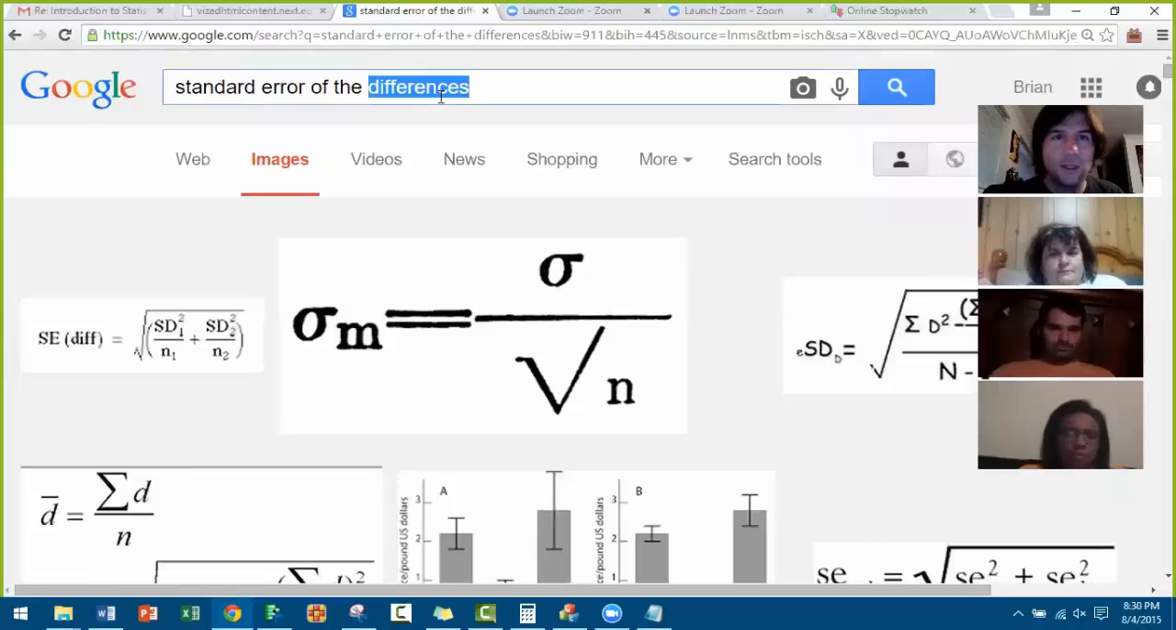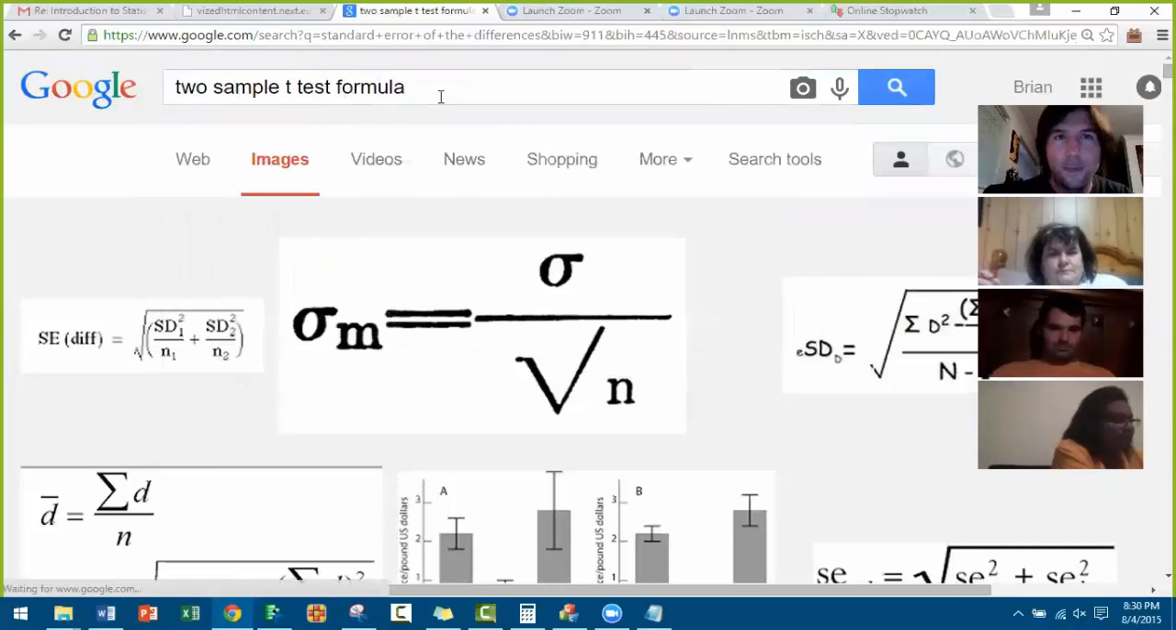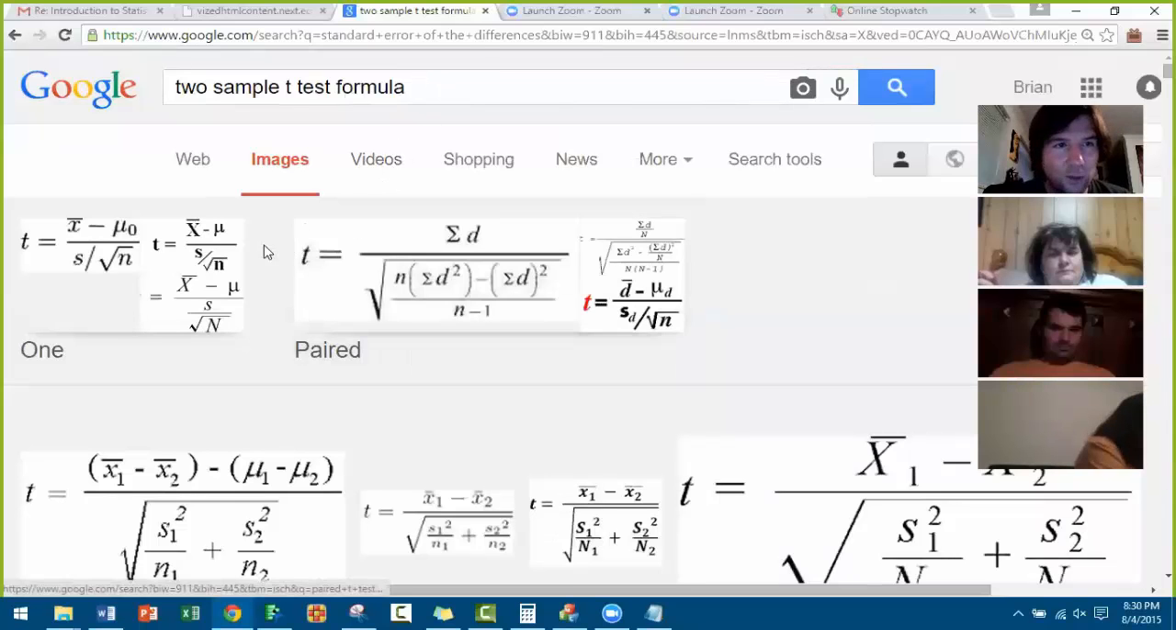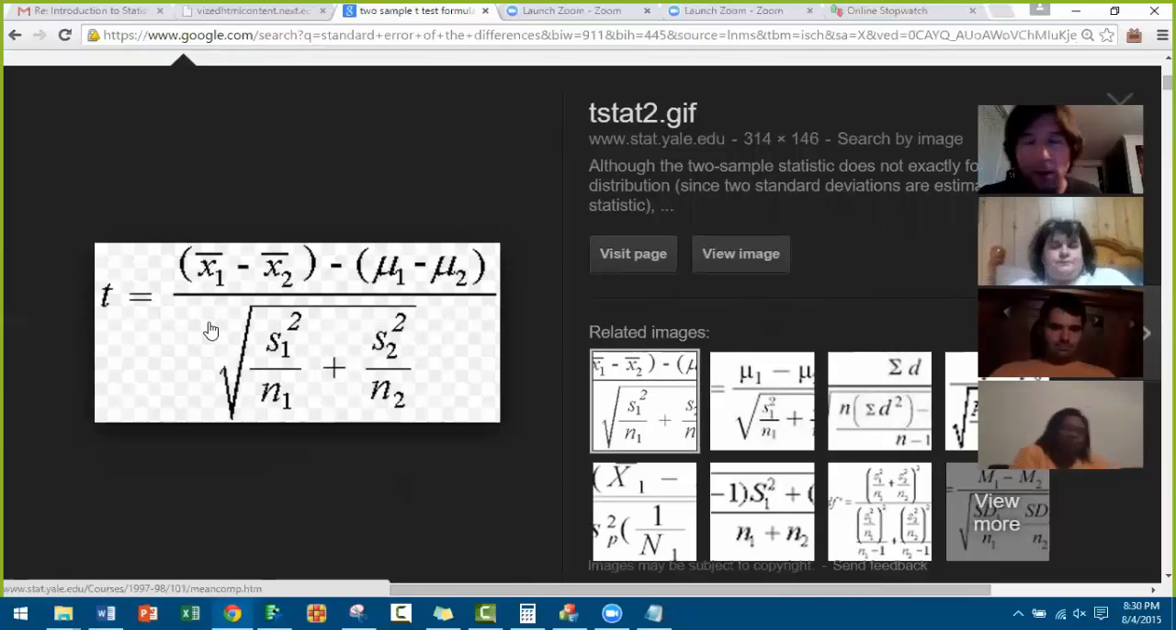Let's type in 2 sample t-test formula. Here we go. There it is right there, and there's the standard error of the differences. S sub 1 squared over N sub 1 plus S sub 2 squared over N sub 2, square root of it all. It looks like our S over square root of N has been squared, and we're adding together 2 of them. So that is what we have going on.